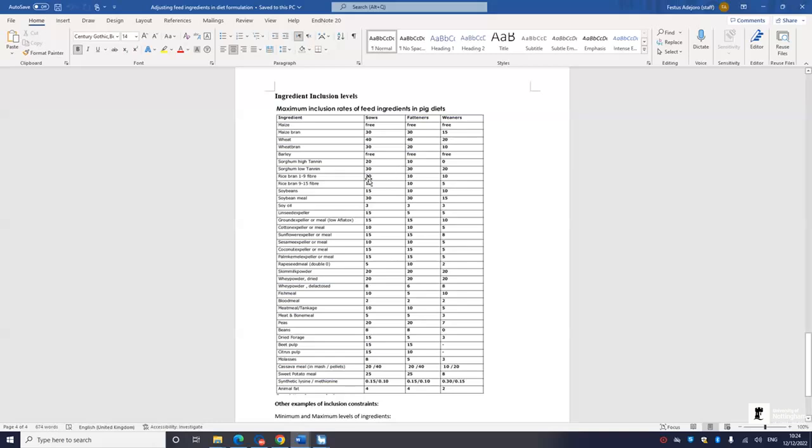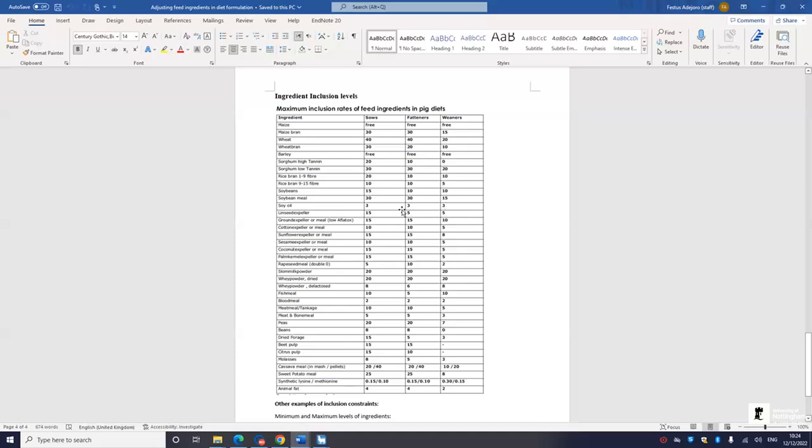So for example here, we see quite a number of ingredients. For example, sorghum, high tannin sorghum: do not feed them to weaners at all. For fatteners, not more than 10%, whereas for sows, you can use up to 20%. Soybean meal, do not use beyond 15% for weaners, 30% for fatteners and sows. Soy oil, maximum inclusion 3%.